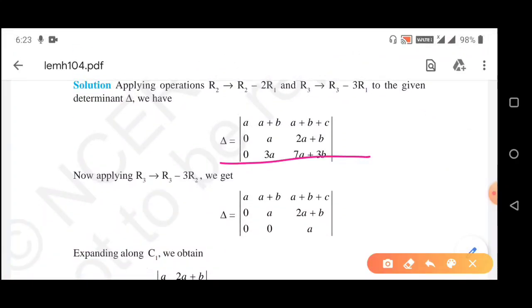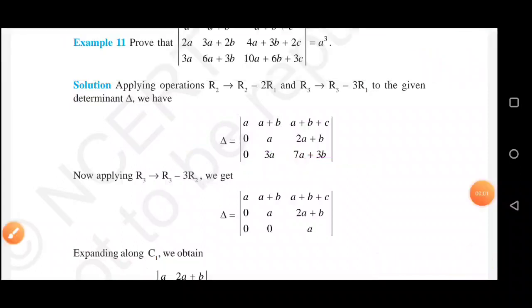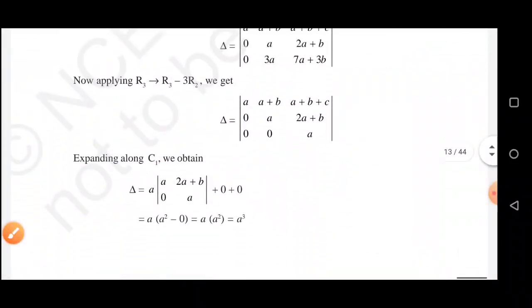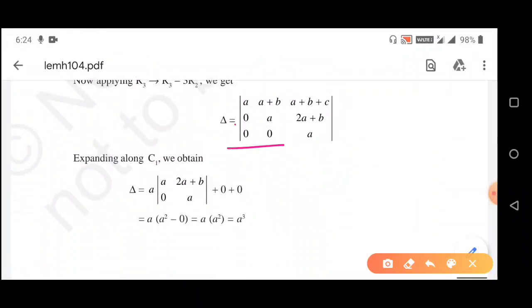answer. Now see, we can again make this 3A 0. How can we make it? We can make R3 replaced by R3 minus 3R2. Then it will become 0. Now see, we have 3 zeros in the determinant.